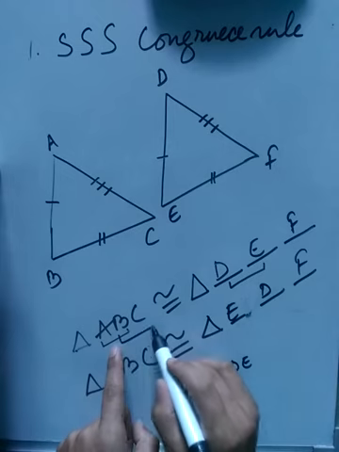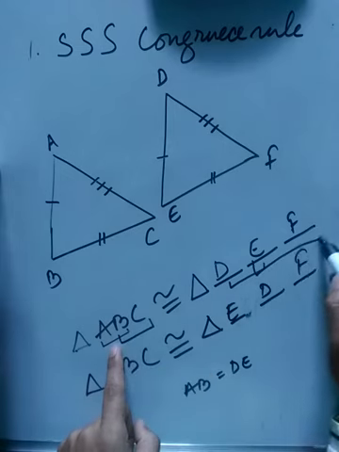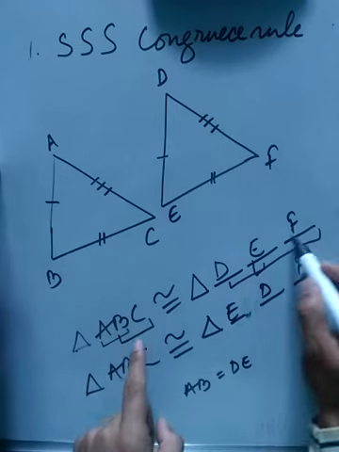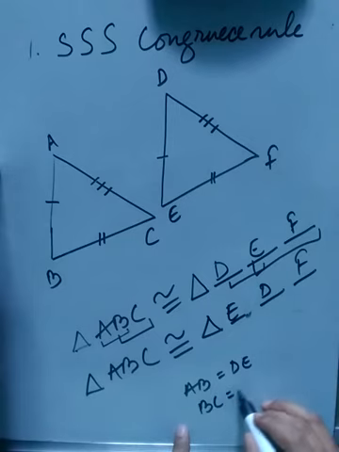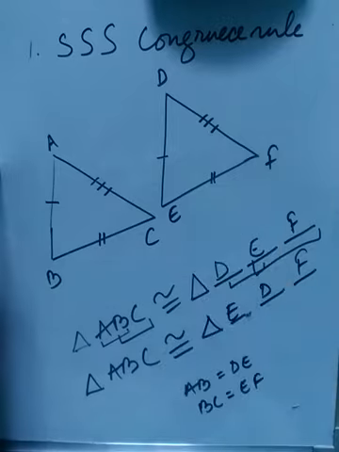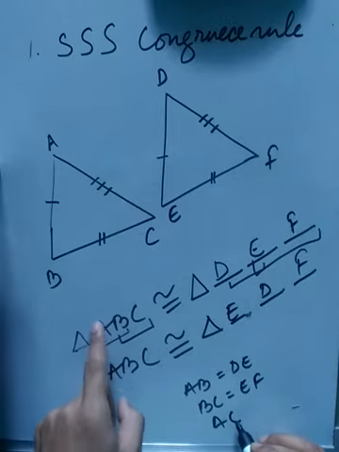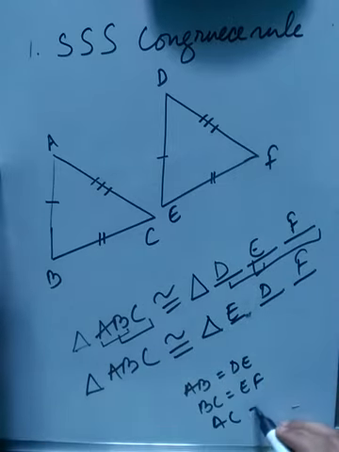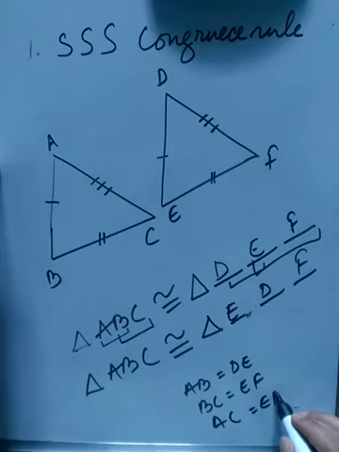Next, BC, then EF. Second last. BC equal to EF. Then AC, first last. This one is correct, fine.